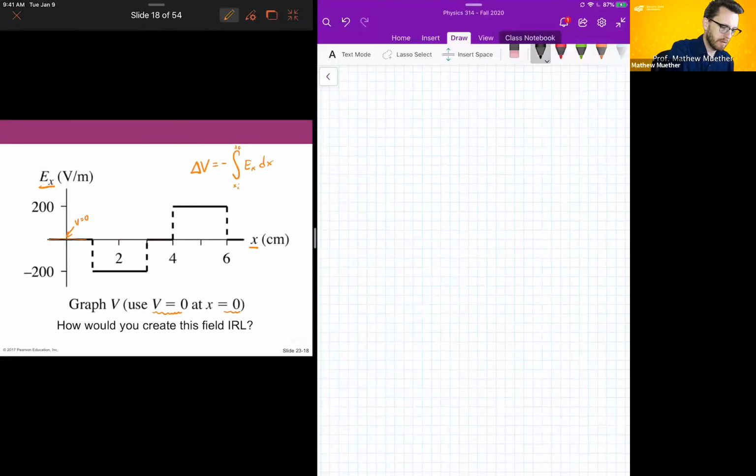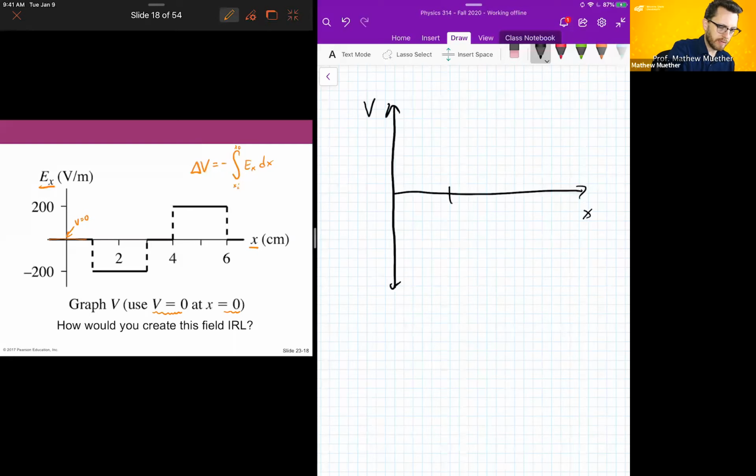Again, we want the voltage as a function of x, and we're going to divide it up into these different regions here, 2, 4, 6 centimeters. Okay, let's look at a few different regions. Here we see things are constant from 0 to 1 centimeter.